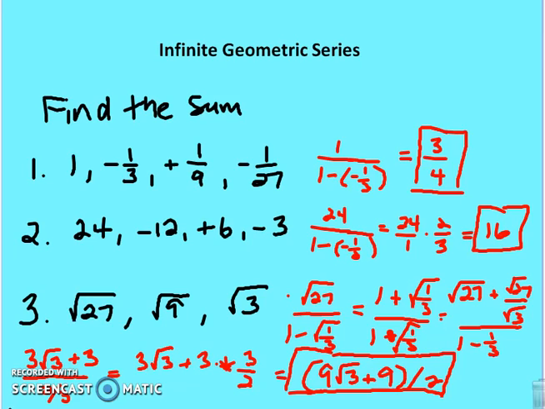And then you're going to say 1. You can either evaluate this by saying 1 plus, multiplying by the conjugate of 1 minus the square root of 1 over 3, which is 1 plus the square root of 1 over 3. And you end up with 9 root 3 plus 9 over 2.